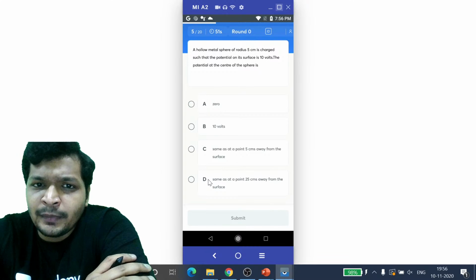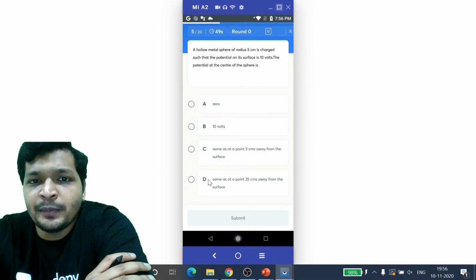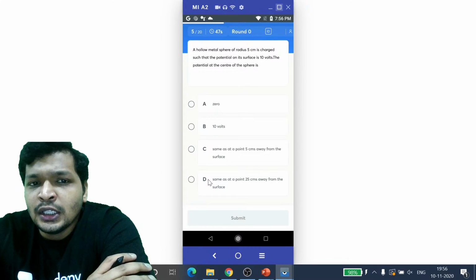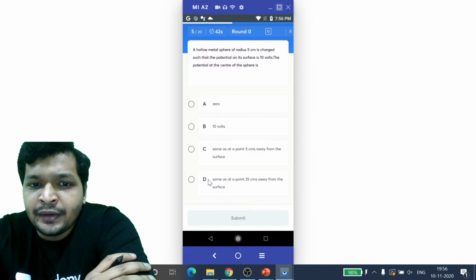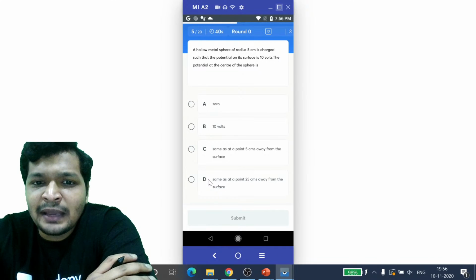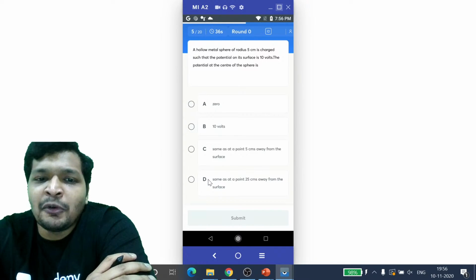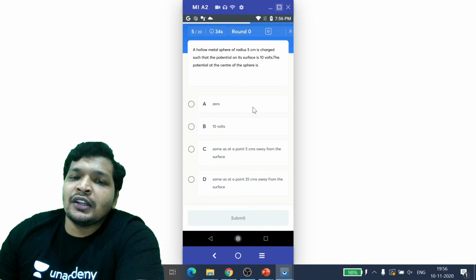So it's a hollow metal sphere anyway. What should be the potential? Is it going to be 0 or is it going to be 10 volts? It's going to be the same as that 5 centimeters away from the surface. Guys, come on. This is something you can quickly mark.